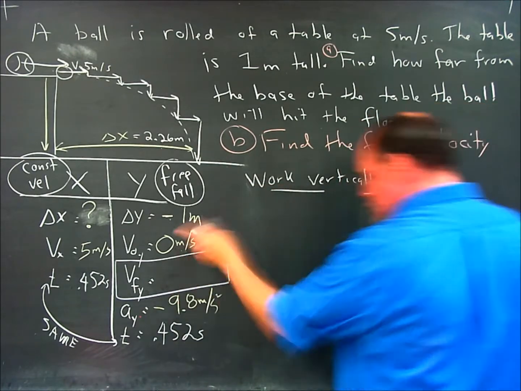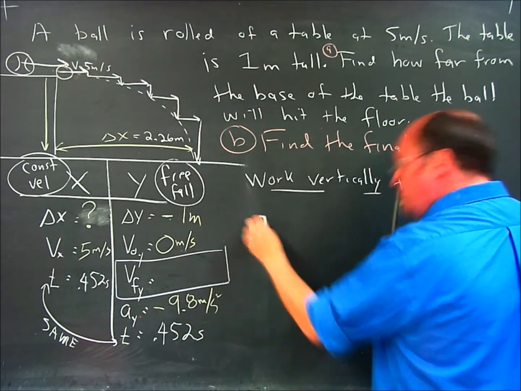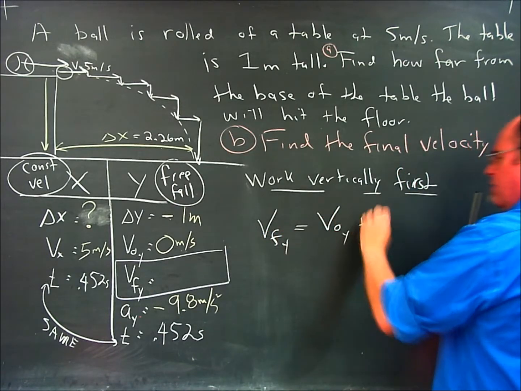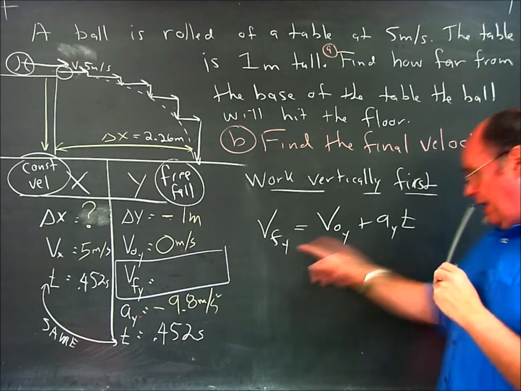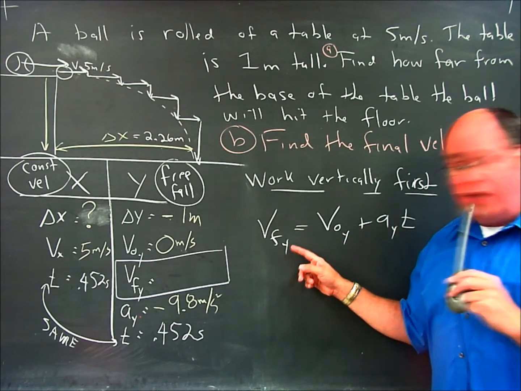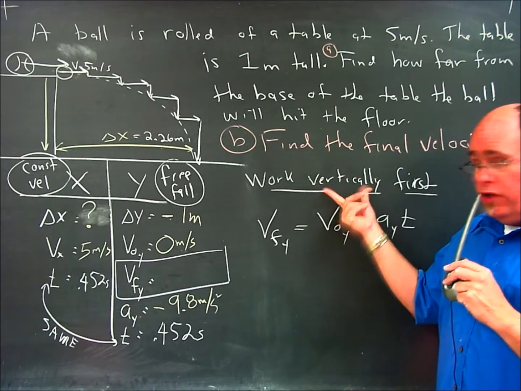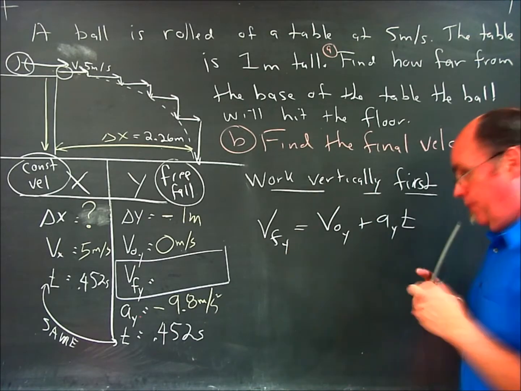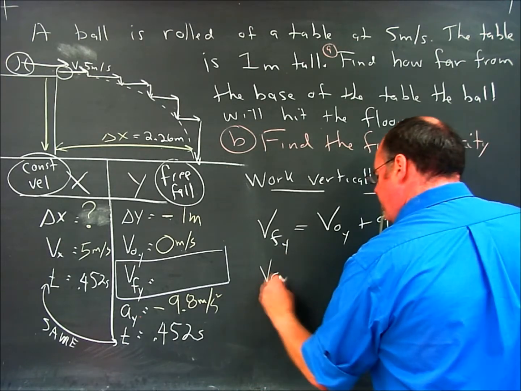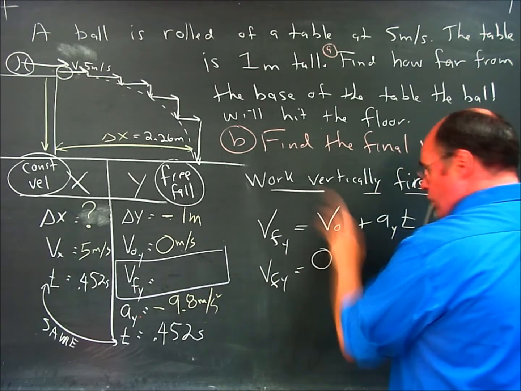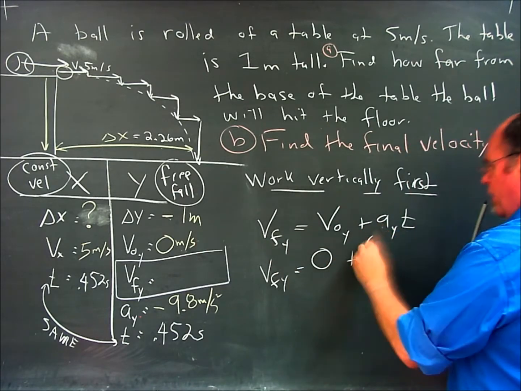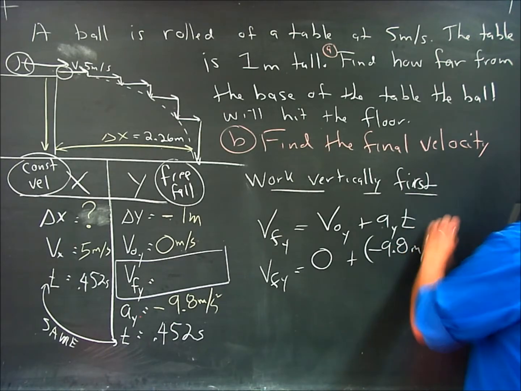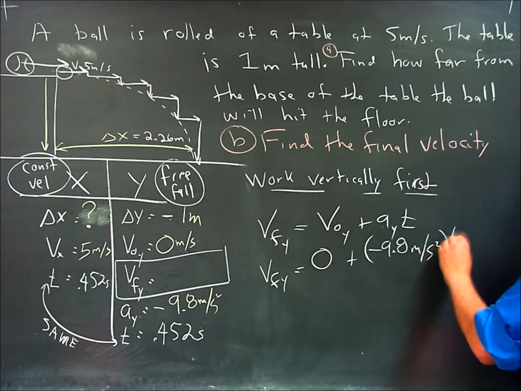So I'll use a formula. I have everything else here, so I'll use the simplest formula for me. V final in the y direction equals V initial in the y direction plus A in the y direction t. So again, I'm being overly cautious by saying I'm going to work vertically, and then I'm also putting a subscript on a subscript showing you that I'm definitely working vertically. So the final velocity is unknown. The initial velocity is 0 in the y direction. The acceleration in the y direction is negative 9.8. And the time we calculated is 0.452.